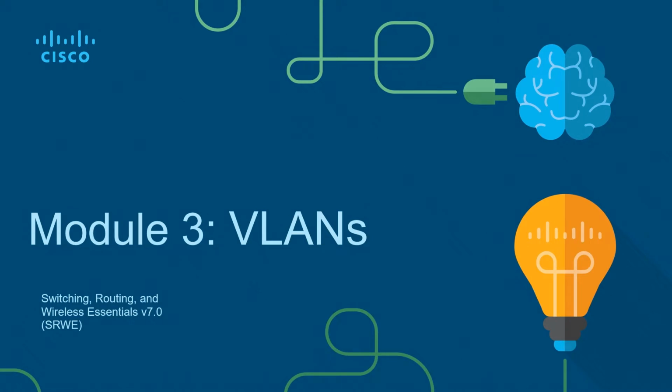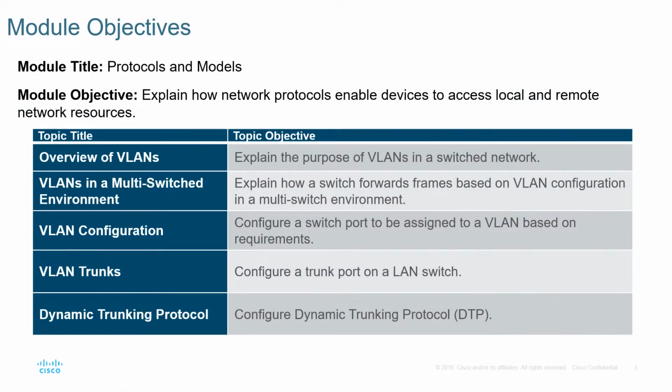This is Module 3 entitled VLANs. In this module, we'll explain the purpose of VLANs in a switched network. We'll explain how a switch forwards frames based on a VLAN configuration in a multi-switch environment. We'll configure a switch port to be assigned to a VLAN based on requirements, configure a trunk port on a LAN switch, and configure dynamic trunking protocol.